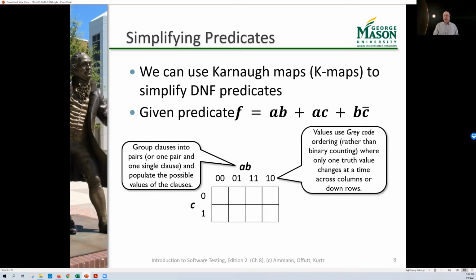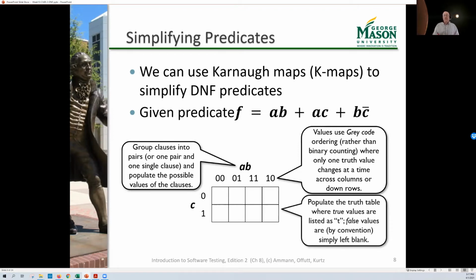But the key thing here is we're labeling these using what's called a gray code. And a gray code is one where with every step, we're making only a single bit or a single digit or a single true false value change. So you'll note that this is not binary counting. We're not going 0, 0, 0, 1, 1, 0, 1, 1. Instead, we're changing only one truth value at a time. So we're going false, false, false, true, true, true, true, false. So we've cycled through all of them, but we're changing only one at a time.